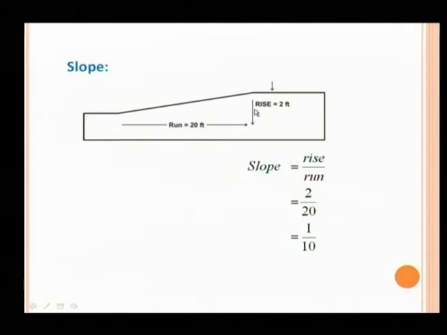If we consider a hill with a run of 20 feet and a rise of 2 feet, then the slope of the hill or this line would be equal to rise divided by run, where rise is equal to 2 feet and run is equal to 20 feet. So finally, the slope would be 1 divided by 10.